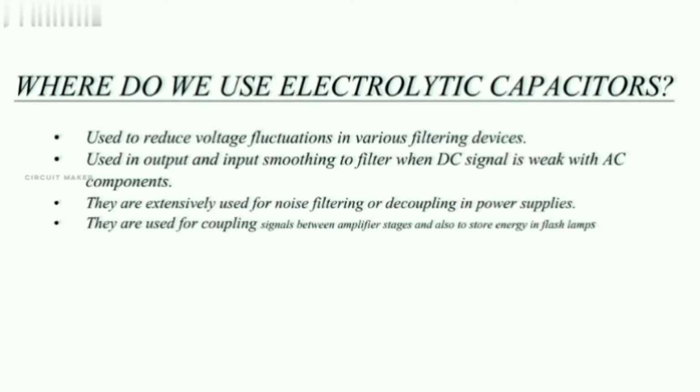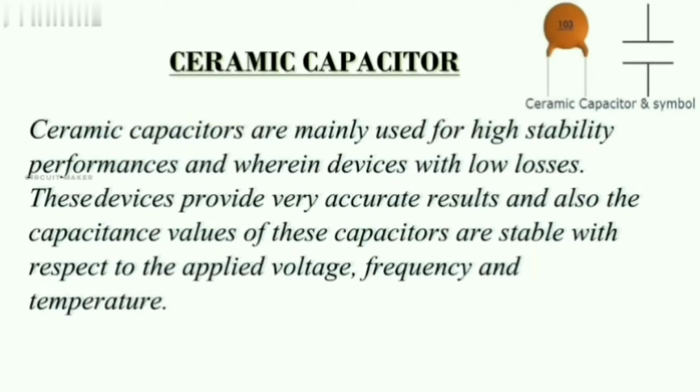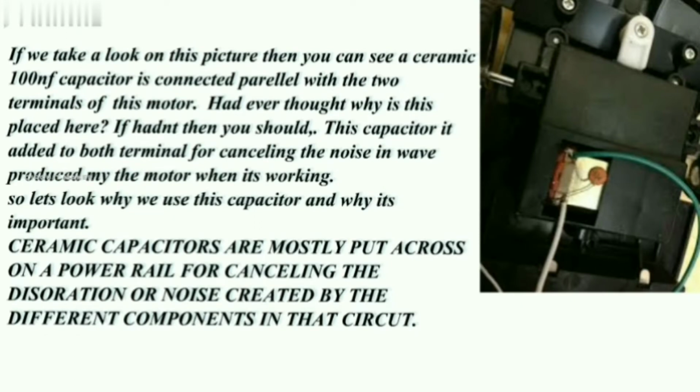Next is the ceramic capacitor. Ceramic capacitors are made up of ceramic materials. They are mostly used for blocking interference and noise from electrical signals. If you take a look at the above shown picture, you can see a 100 nanofarad capacitor is put parallel with the DC motor. It's for blocking the noise created by the motor during its operation.